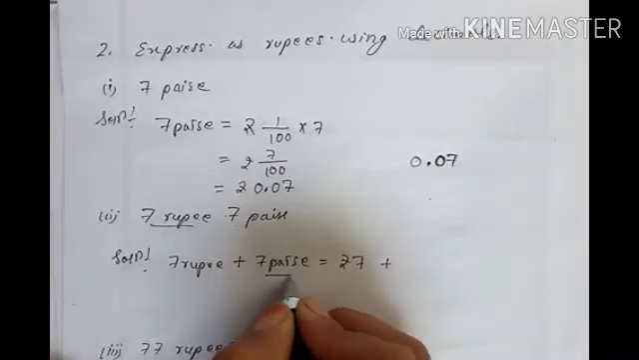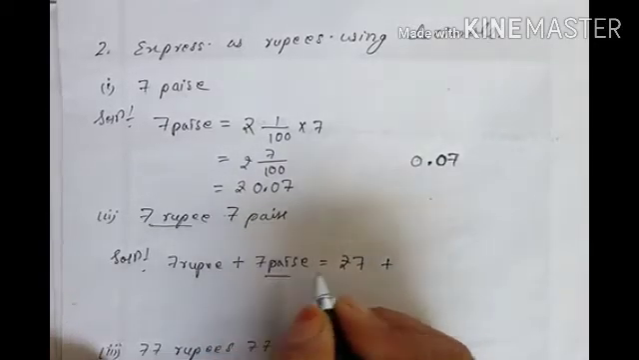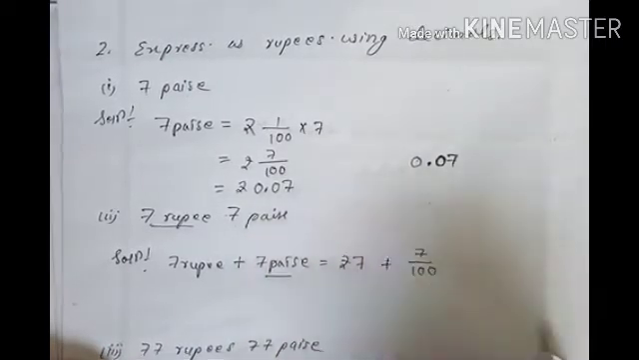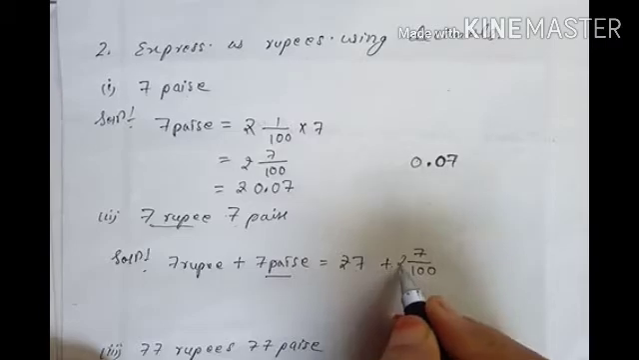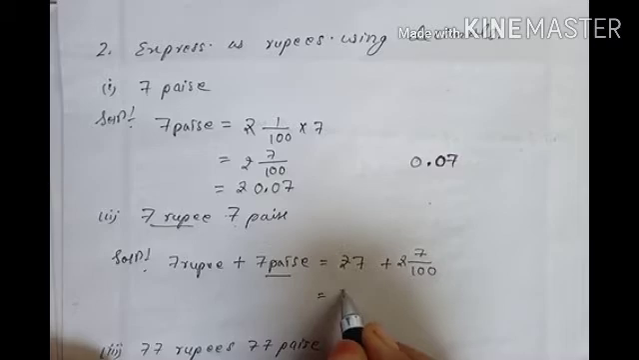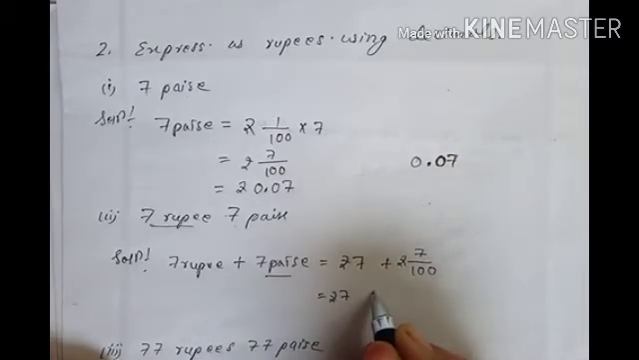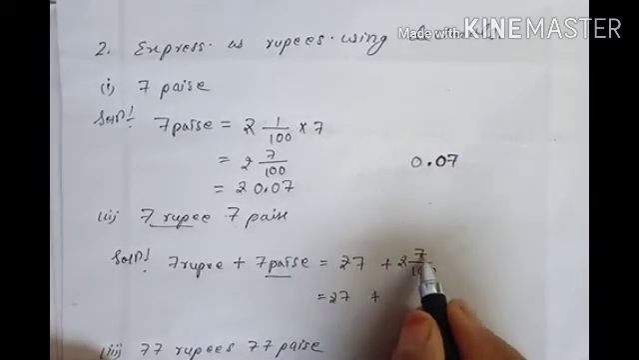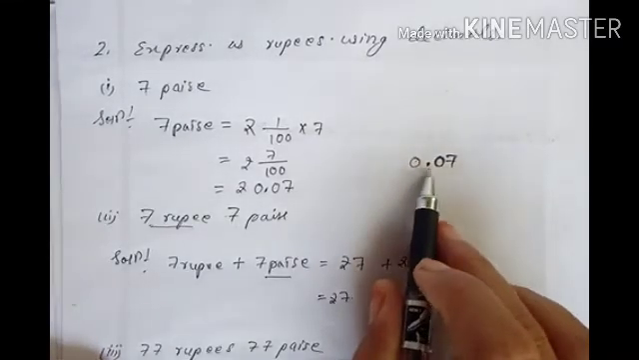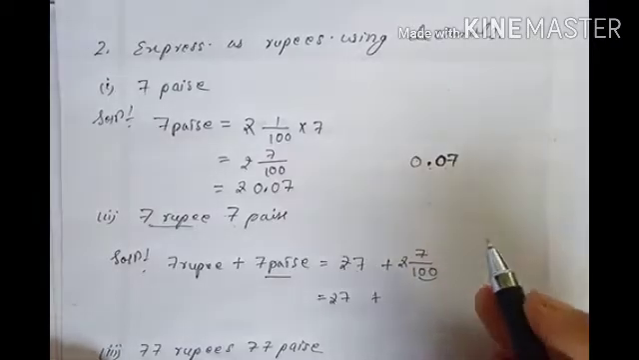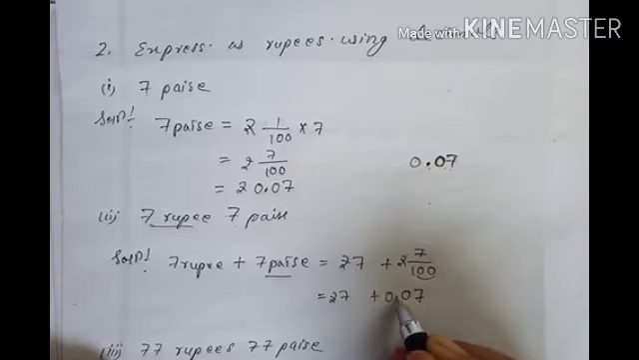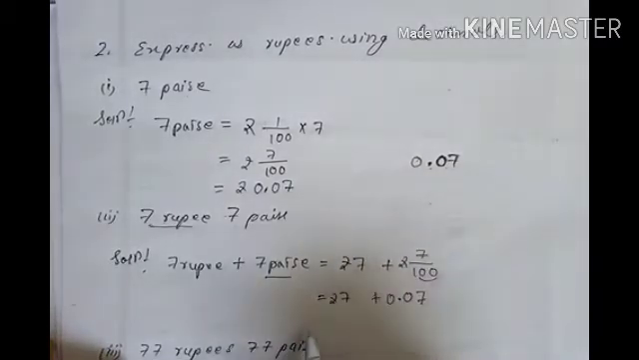Again this paisa you will convert to what? You will convert it to rupees. So if you will convert this to rupees, then simply you will divide with 100. So if you will divide this with 100, this paisa will become rupees. Now 7 rupees plus, if you will write this in decimal, what you will get? Here is 2 digits, isn't it? In this way you have to write before 2 digits you have to put the decimal. So there is only 1 digit, so you will add a 0. So 0.07.